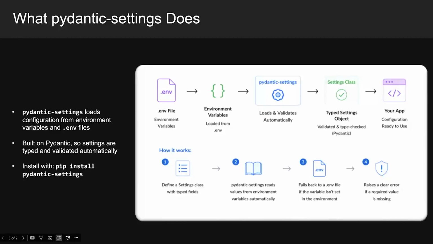Step 3. If a variable isn't in the environment, it falls back to your .env file. And step 4. If a required value is missing from both, it raises a clear error before your app even starts. That last step is important. You want to know about the missing config at startup, not halfway through a request.